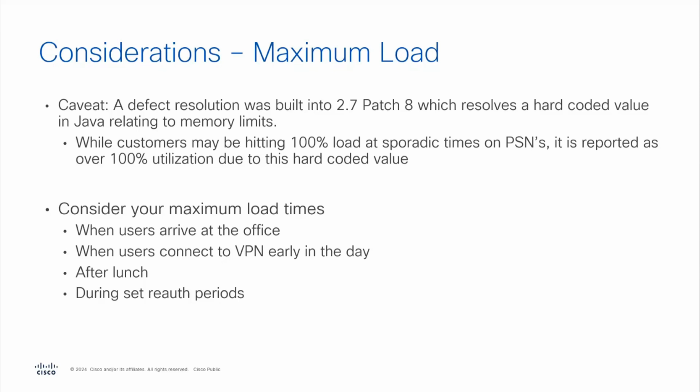Same thing goes for users connecting early in the day to VPN, after lunch, or during set reauth periods. So if you have an 8-hour reauth period, that essentially means that if someone came on at 8 o'clock, they're going to have to reauth again at 4 o'clock, and you're going to start seeing a lot of reauths around the same time based on those patterns.